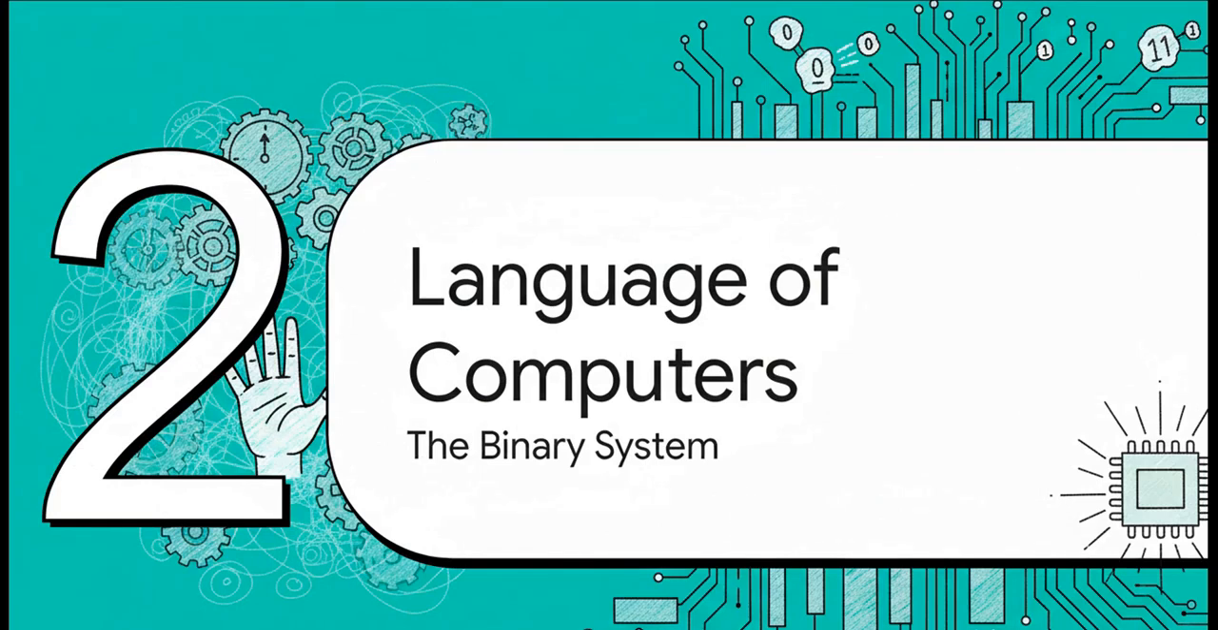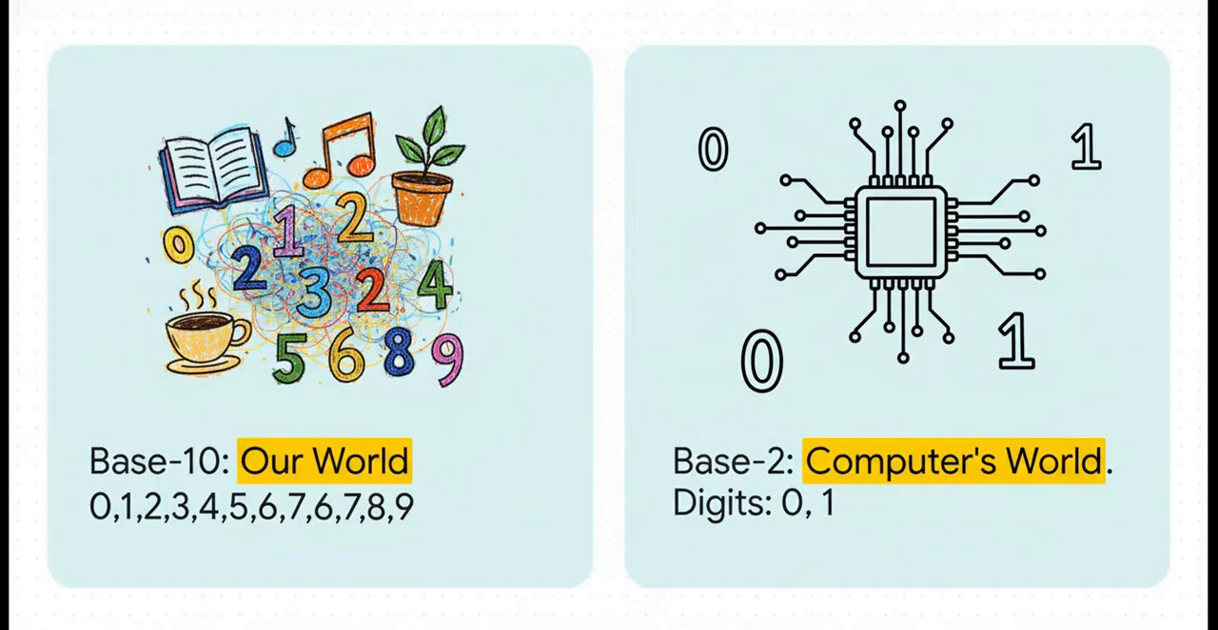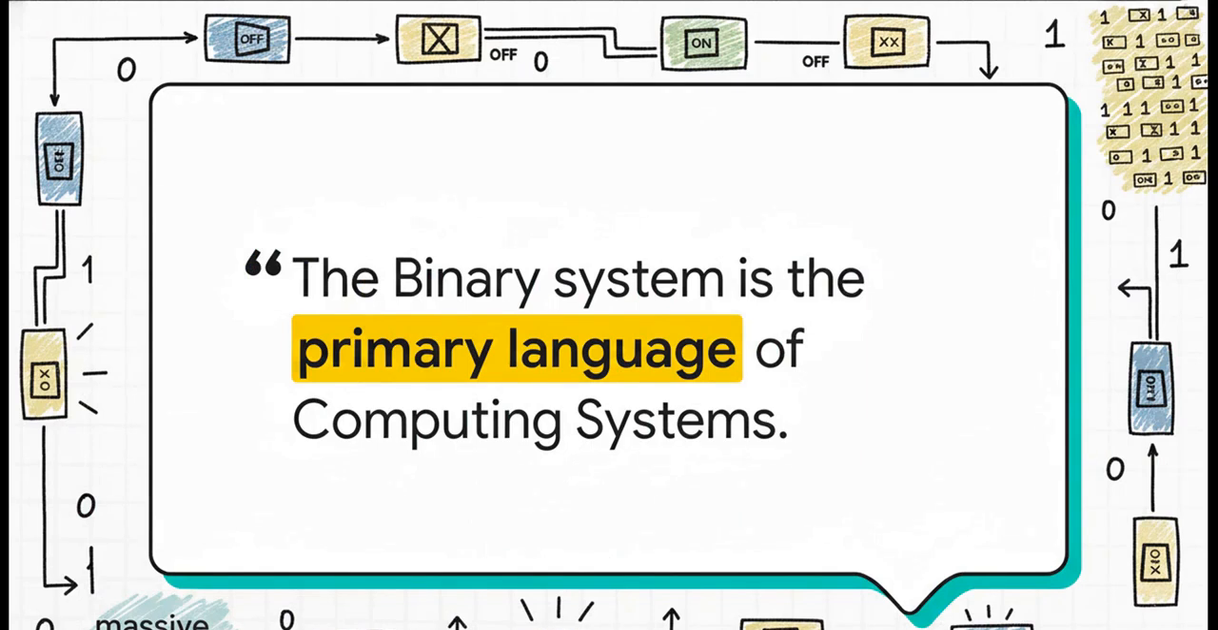All right, now let's switch gears. We're going to step out of our world and into the computer's. If we live and breathe in base 10, well, computers live and breathe in a system called binary. And just look at the difference here. Our world has 10 different digits to play with. The computer's world is just brutally simple. 0 and 1. That's it. Everything a computer does, from showing you this image to playing your favorite song, has to be built using just those 2 symbols. So why is that?